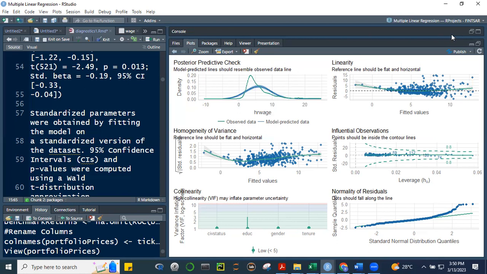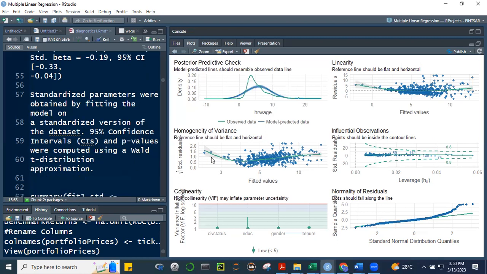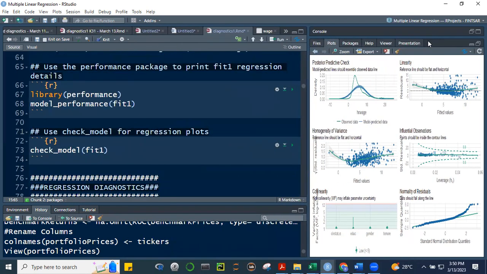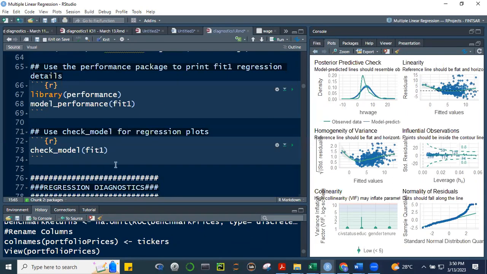In your first case class, you have to use this. But please do not just give me a plot. Okay, you have to analyze because that's what will get the points, not the plots. Because the plots, you just write this one function, check model, fit one, then voila, you have the plots. Okay, that will only give you around 2 points but the rest of the 28 points will come from your analysis. Okay? All right, so let's continue.